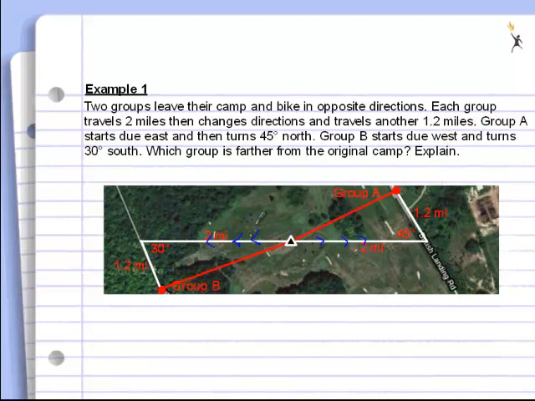Group A starts due east, okay, east, and then turned left or north 45 degrees, and then went another 1.2 miles. Group B went west 2 miles, and then turned south 30 degrees. They made a 30-degree turn left. Okay, north, south.